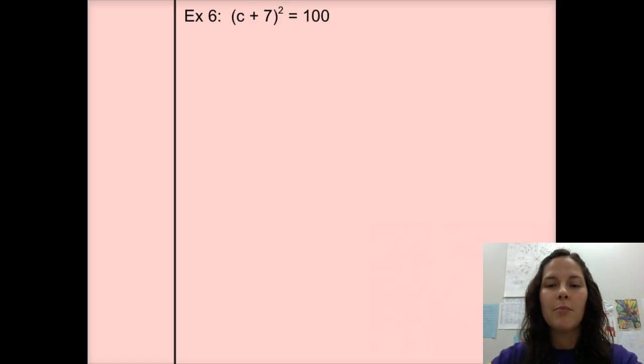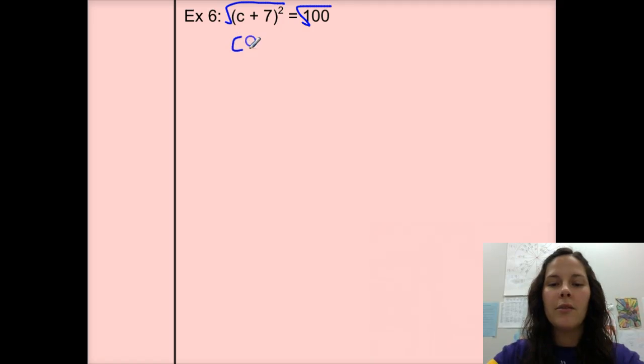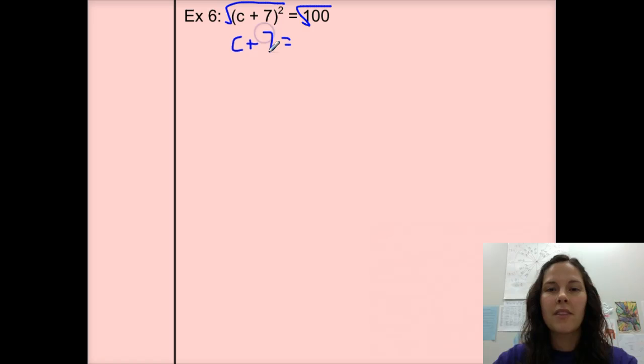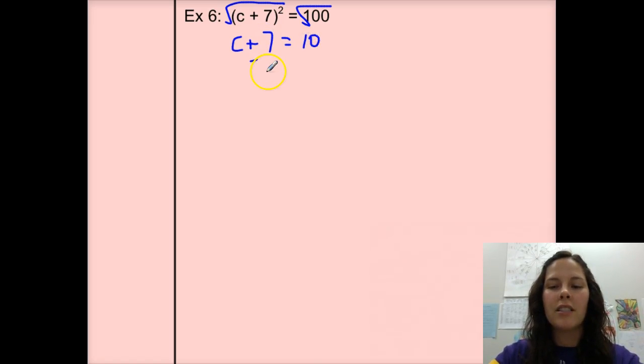And our last example, this time everything is in grouping symbols, so the square comes after grouping in order of operations. So I'm going to cancel the square first this time, leaving me with c plus 7 on the left-hand side. And the square root of 100 is 10, subtracting 7 from both sides to get my c alone. On the left-hand side, the 7's cancel, leaving me with c. 10 minus 7 is 3.